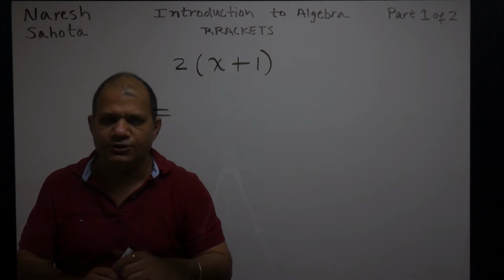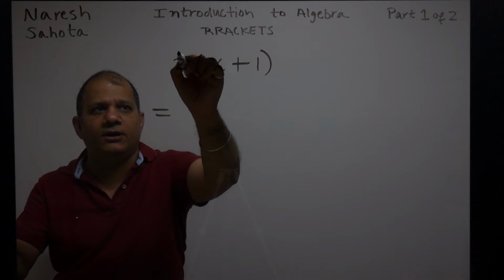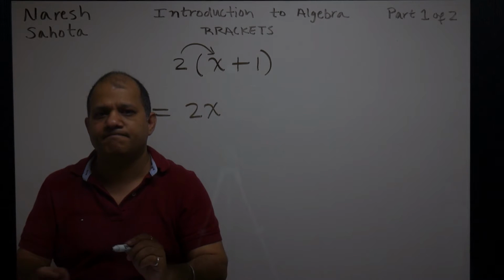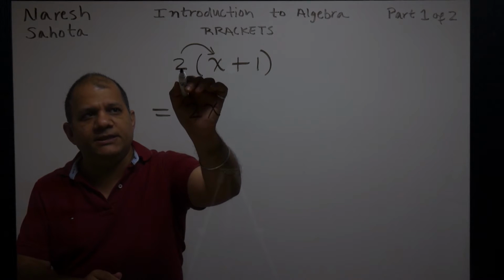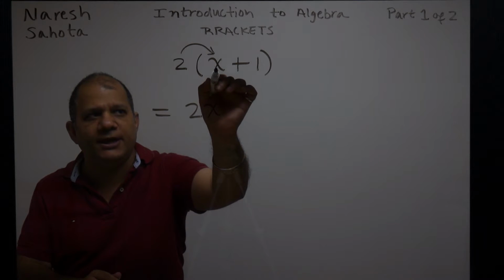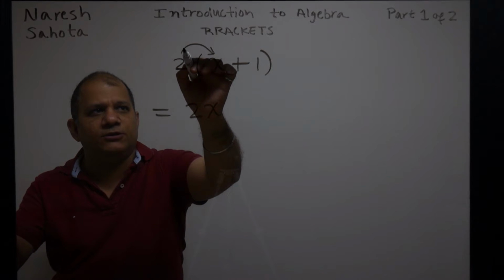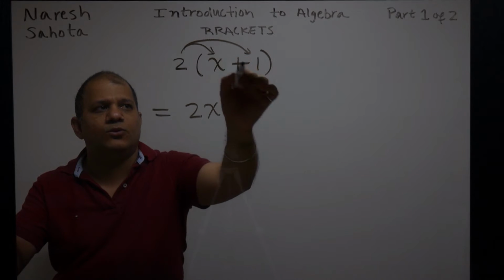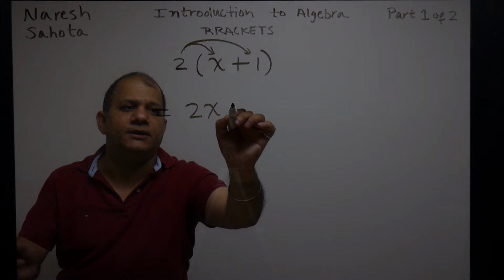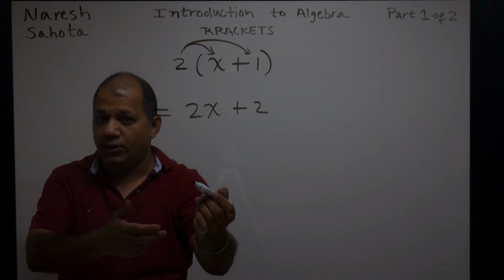But the concept doesn't change, so we multiply. Positive times positive is going to be positive, so 2 times x is going to give us 2x. What this means is this factor is being multiplied with each and every term inside the bracket. So now let's multiply 2 with the second term inside the bracket. 2 times 1 is 2, so plus 2. Positive times positive is positive, and we're done.